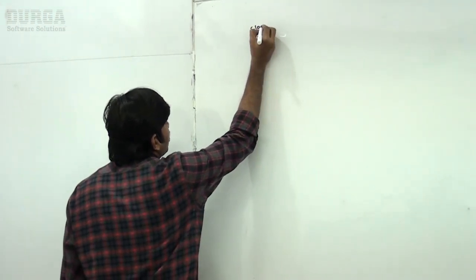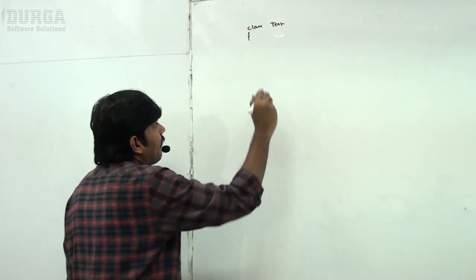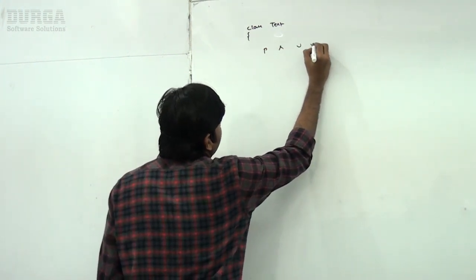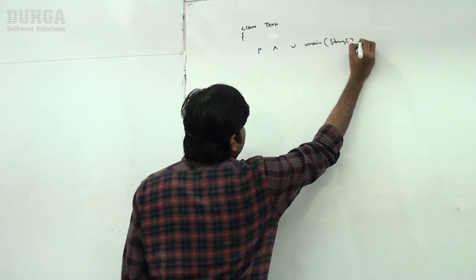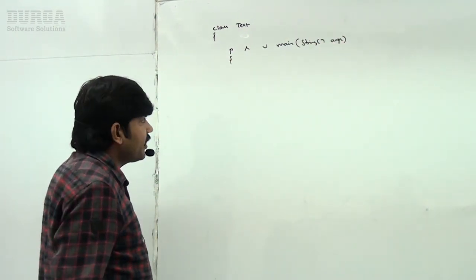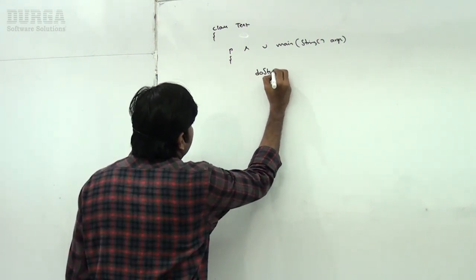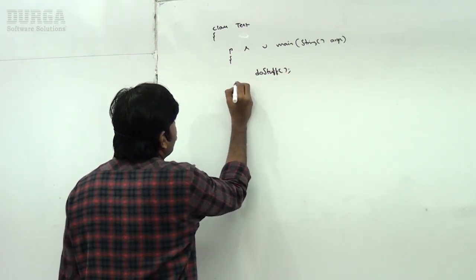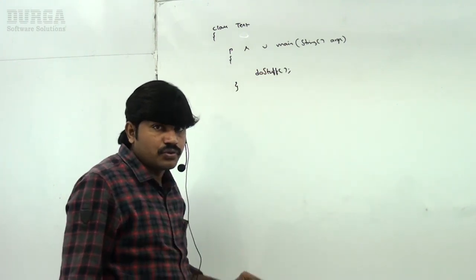Class Test, have a look once very carefully. Public static void main(String[] args) method I'm taking. Now my target is I'm calling the doStuff method. So the main method internally calls doStuff.